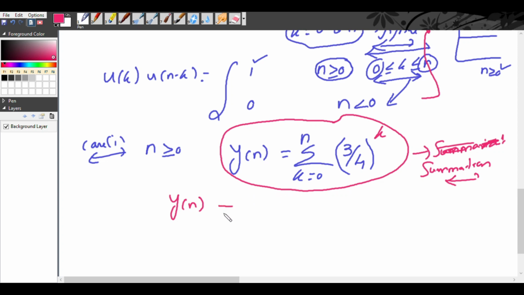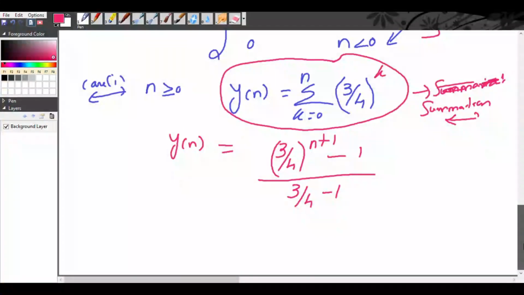y of n, I can write from this, (3 by 4) power n plus 1 minus 1 divided by 3 by 4 minus 1. So this is the case for n greater than 0.